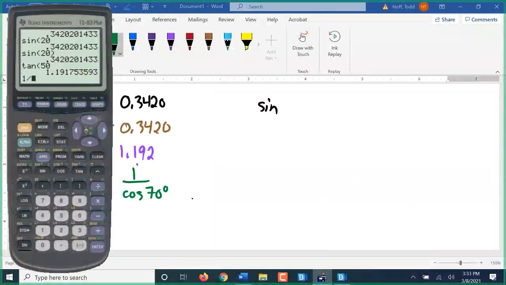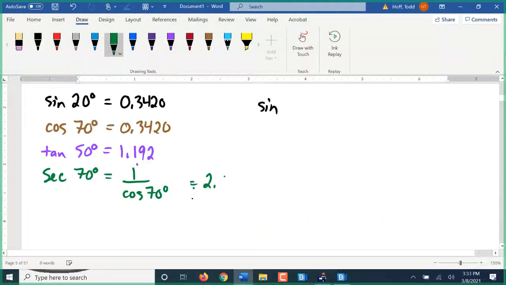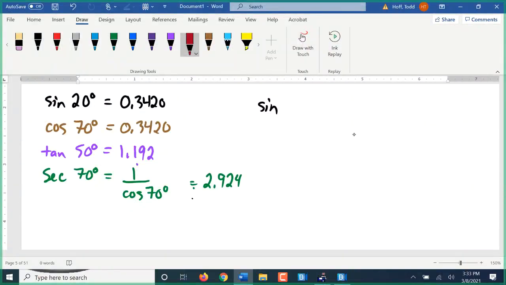I could just do that. 1 divided by cosine 70, and there it is, 2.924. But there's an easier way of entering this that'll make it easier when we start to go the other direction, to come back from them to do inverse functions. And that is a reciprocal key. Your calculators all have a key that looks like that, x negative 1. If it does not have that key, you probably have that key, 1 over x.